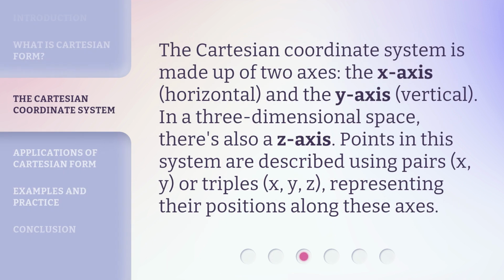The Cartesian coordinate system is made up of 2 axes, the x-axis, horizontal, and the y-axis, vertical. In a 3-dimensional space, there's also a z-axis. Points in this system are described using pairs, (x, y), or triples, (x, y, z), representing their positions along these axes.